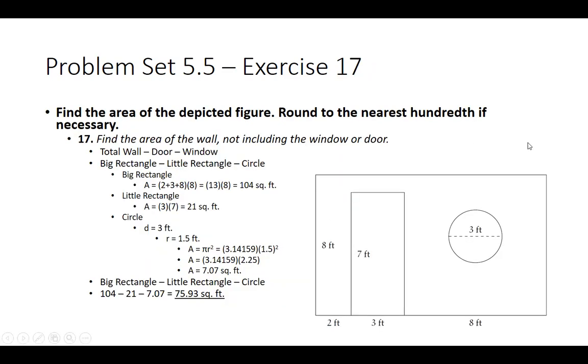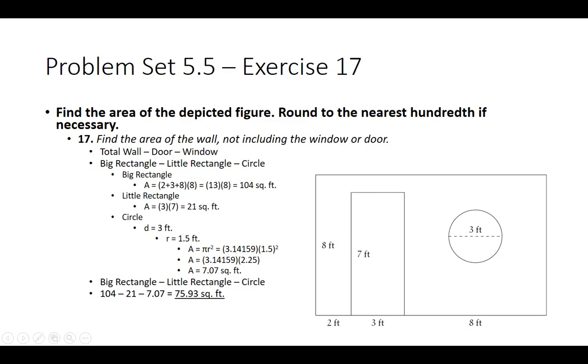Number 17. We want to find the area of the wall, not including the window or the door. So we would need to find the area of the total wall and then subtract the area of the door and subtract the area of the window. In other words, the area of the big rectangle minus the area of the little rectangle minus the area of the circle.